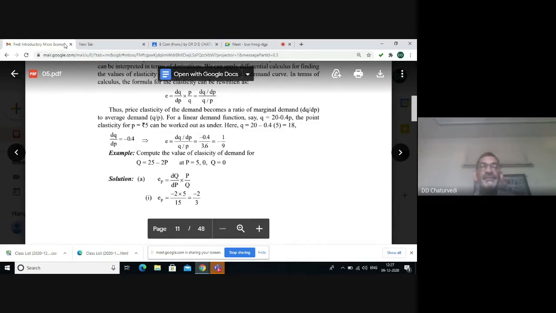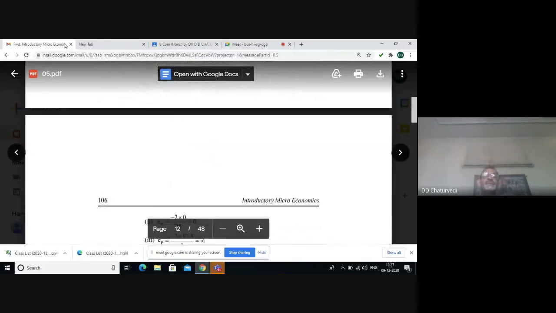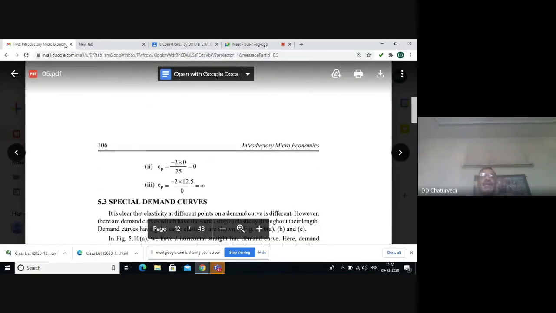When P is 5, the value of Q will be 15. So we put all these values in the formula and the elasticity of demand will be minus 2 upon 3. We can also find out the elasticity of demand for P is equal to 0. In such case, Q will be 25 and elasticity of demand will be 0. So it is minus 2 multiplied by 0, which is the value of P, divided by 25, which is the value of Q. Similarly, when Q is equal to 0, we can find out the elasticity.